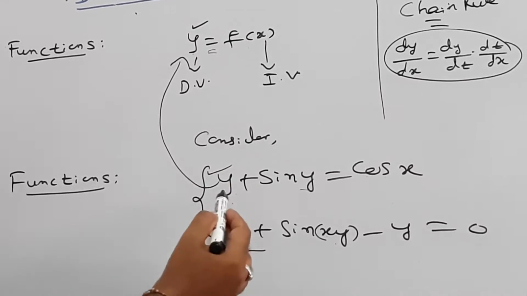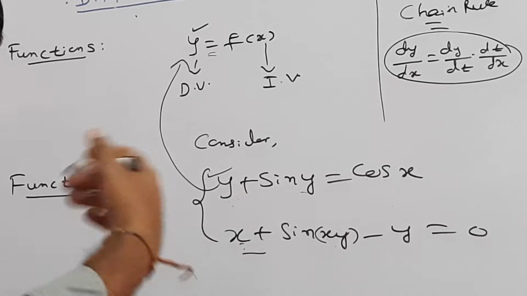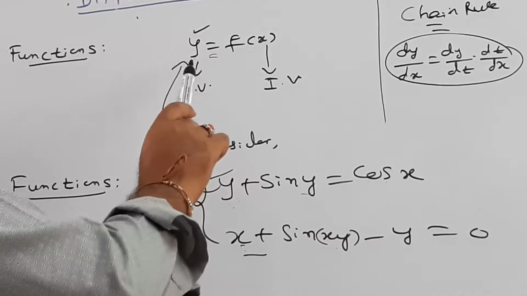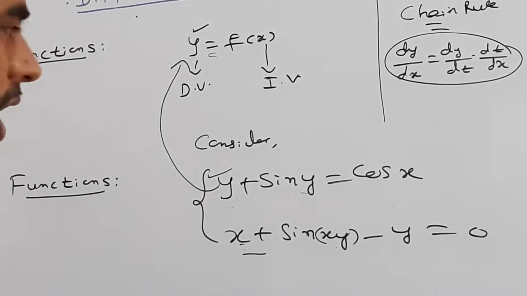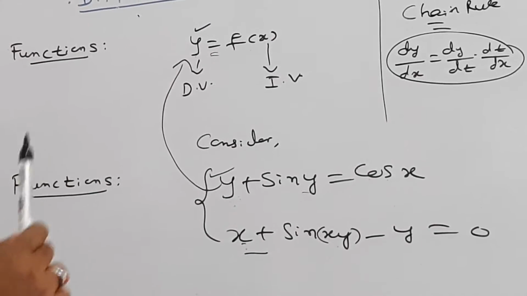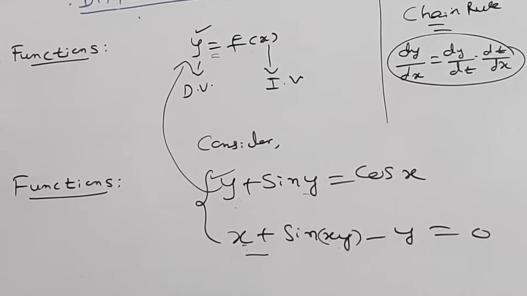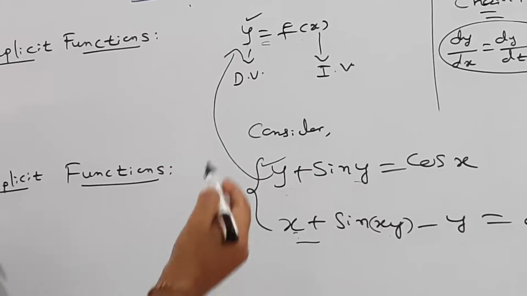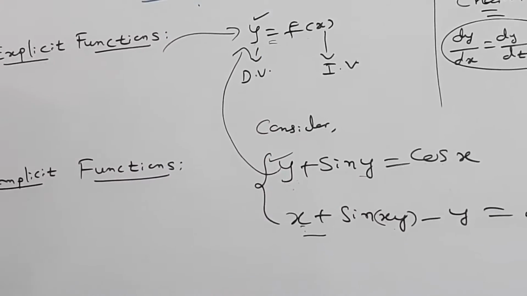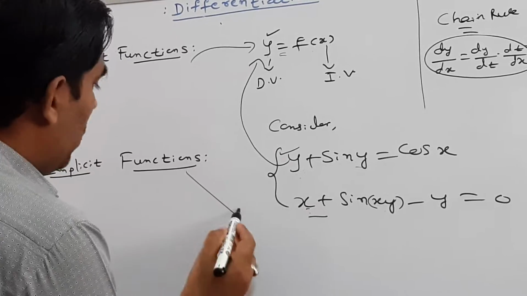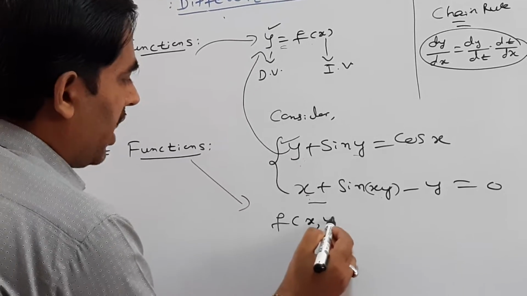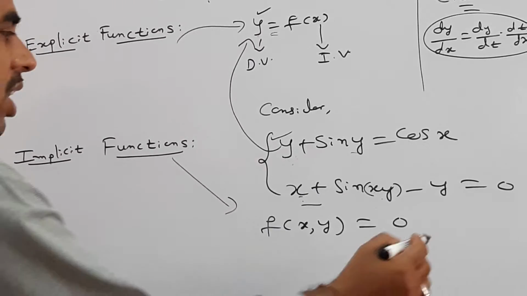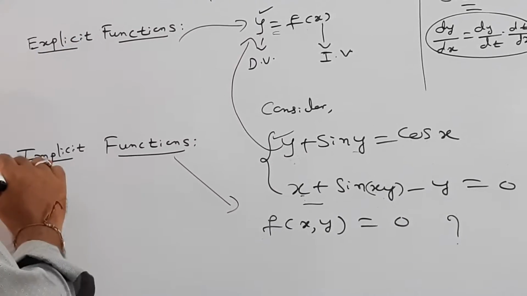In this case also we can differentiate these two, so we can differentiate all the functions, but the functions in which we can conveniently express them in the form y is equal to f of x are called explicit functions. The functions which cannot conveniently be written in this form are called implicit functions. Explicit functions may be written as y is equal to f of x. Implicit functions contain both x and y, so they are written as f of x comma y is equal to 0. Then the question comes, how to differentiate these implicit functions?